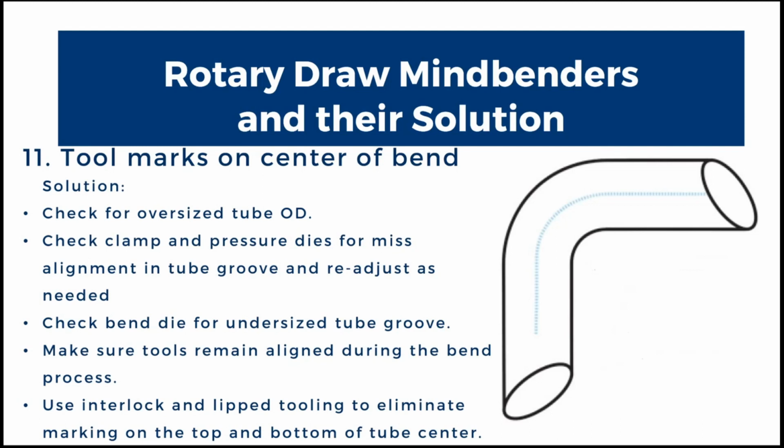You will want to make sure tools remain aligned during the bending process. Older benders may not have the tooling traveling harmoniously as the bend head rotates to perform the bend. Use of interlock and lip tooling is used to eliminate marking on the top and bottom of the tube center.